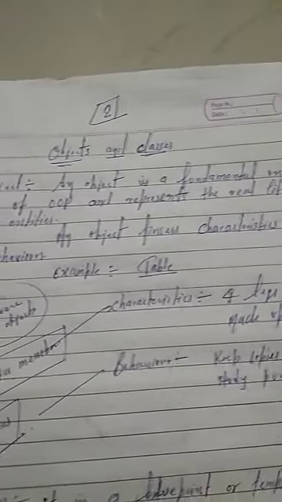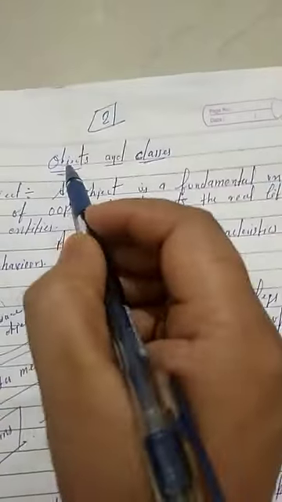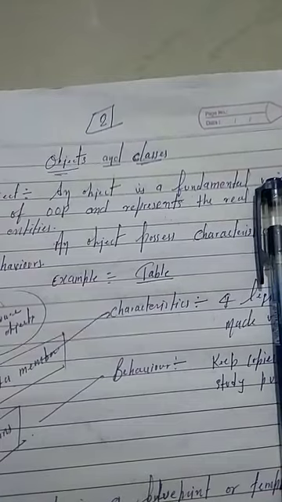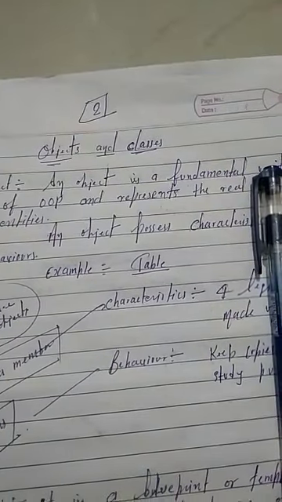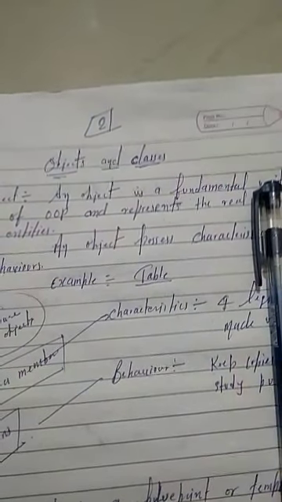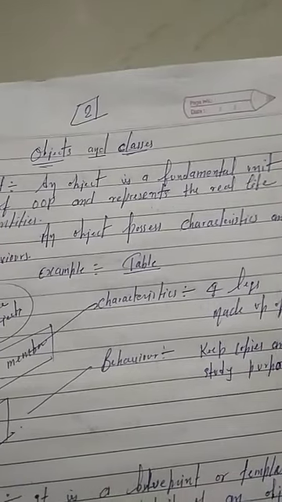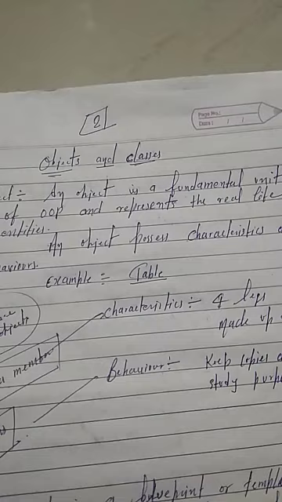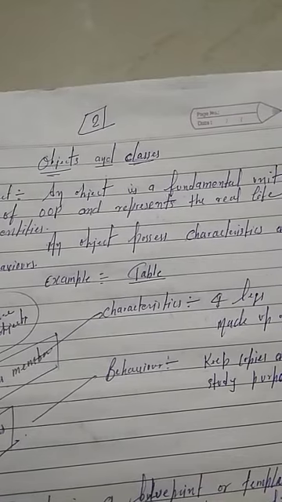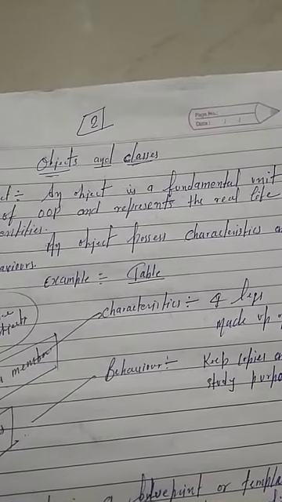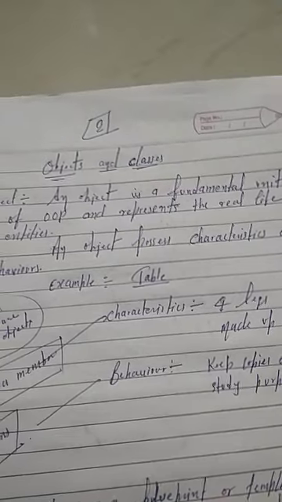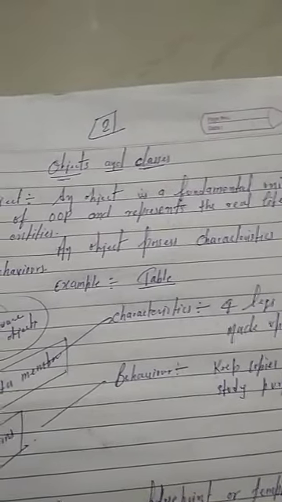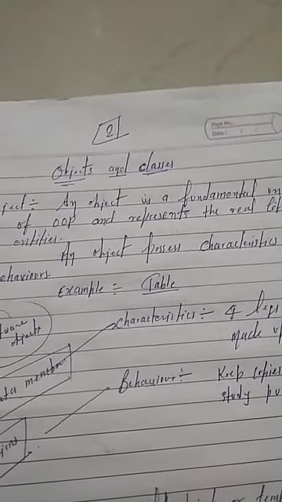Today we are going to discuss objects and classes. Before this, I have already discussed object oriented programming and the basics of Java. I told you that object oriented programming is a methodology where objects belong to real world entities.